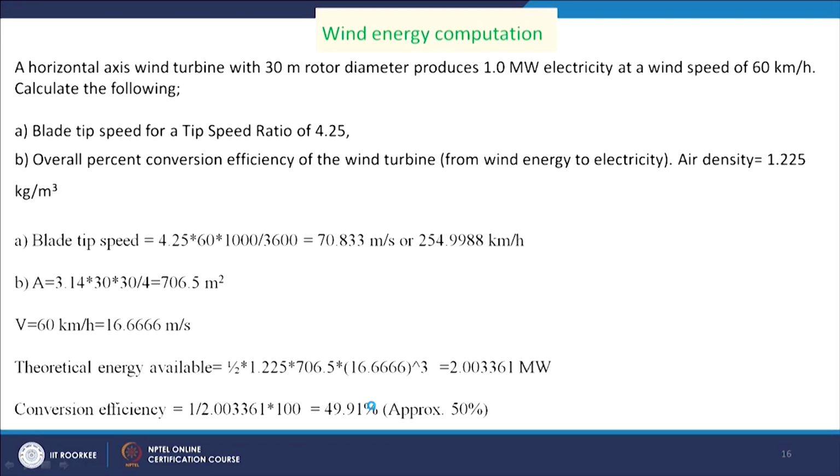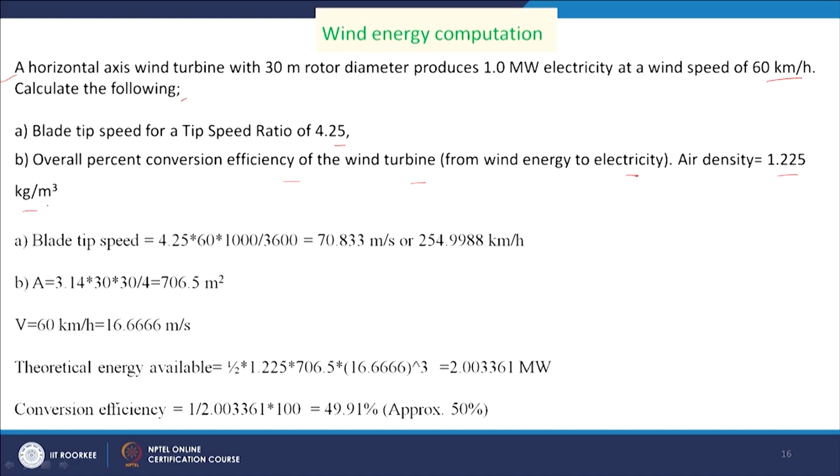Now, we will see some wind energy computation. So, how the wind energy can be calculated with some numerical problems we will discuss now. Say a horizontal axis wind turbine with 30 meter rotor diameter produces 1 megawatt electricity at a wind speed of 60 kilometer per hour. Then calculate the following: blade tip speed for a tip speed ratio of 4.25, and overall percent conversion efficiency of the wind turbine from wind energy to electricity. Air density is 1.225 kg per meter cube. So, this is our problem statement.